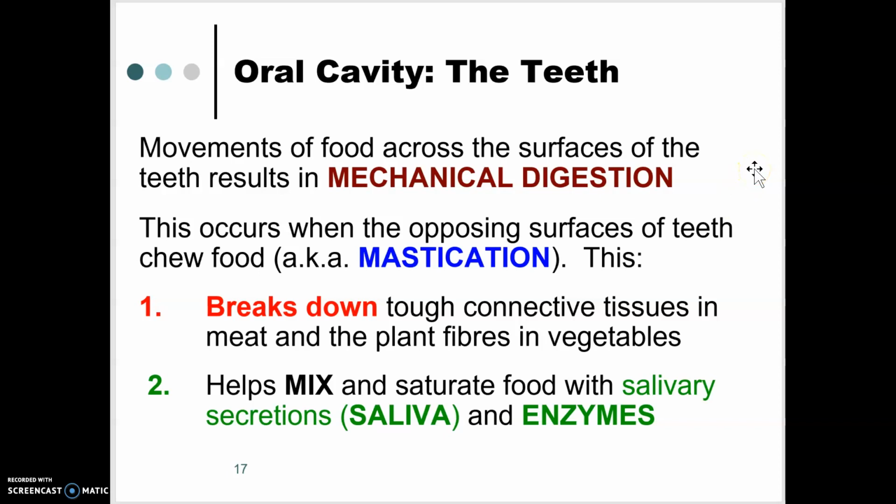One of the functions we talked about earlier was the mechanical digestion. Okay, the fancy word for mechanical digestion or chewing is mastication. And mastication is going to help us do a lot of things. It's going to help us break through connective tissue when we eat meat, for example. It's going to help us break down plant fibers, which can be very, very tough when we eat fruits and vegetables. And chewing will help mix all of that food together.